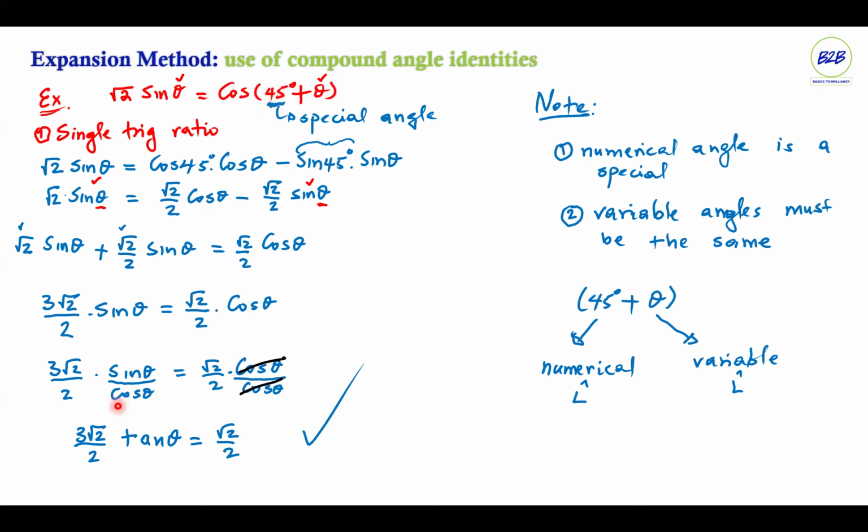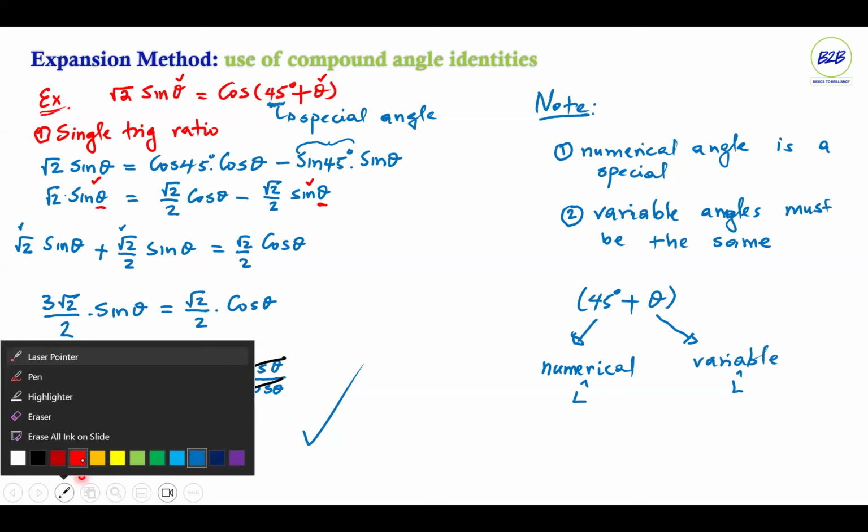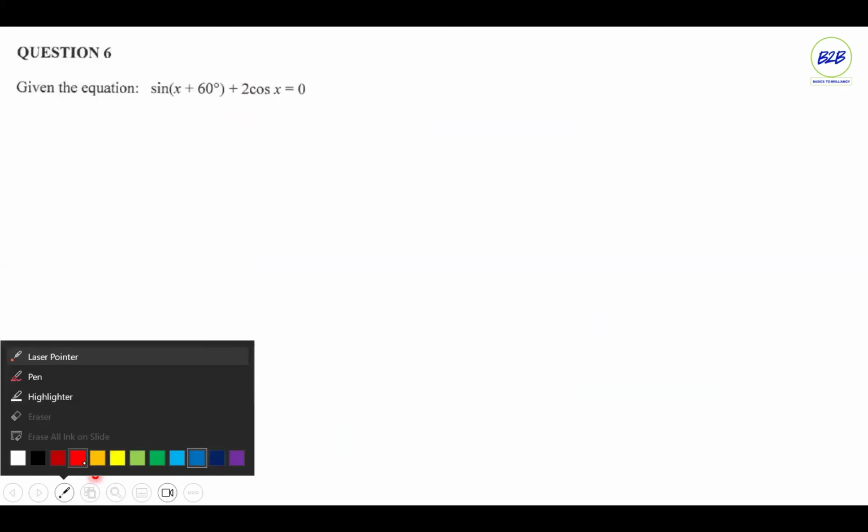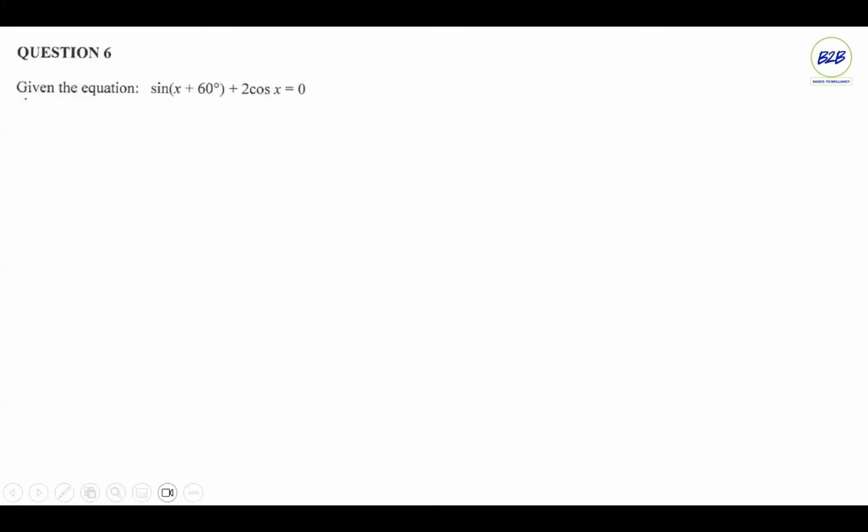All right, let us then apply this method in the upcoming problem. Here we are given sine of x plus 60 degrees plus 2 cos of x to be equal to 0. Then what can we do?